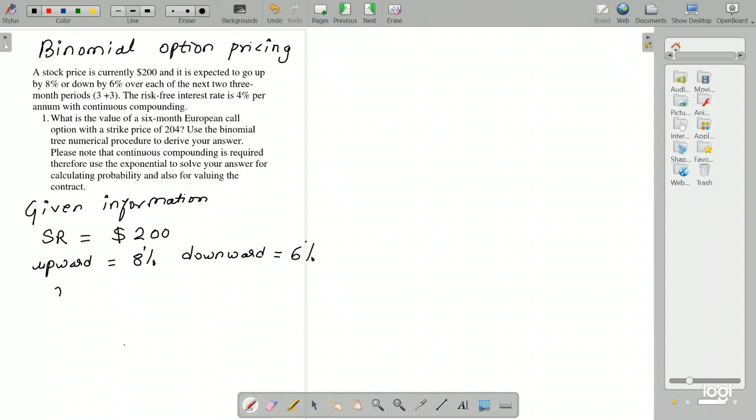Then the risk-free rate of return, that is R, is given in the question as 4%, and that too is per annum. Now what are we supposed to do? We are supposed to value a 6-month European call with a strike price of 204. So the strike price, which is denoted by the letter K, I'm going to write as 204, and I am supposed to find the value of the call option.